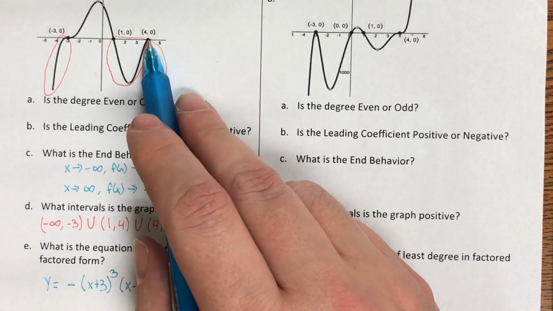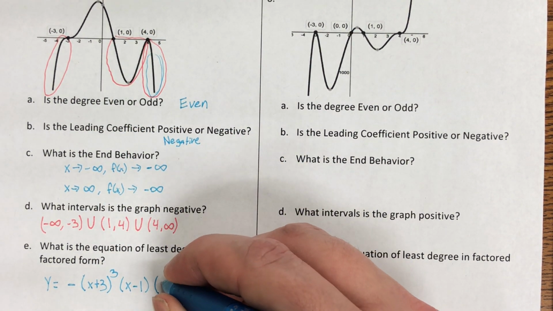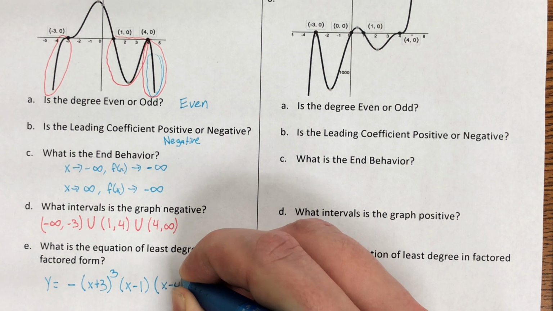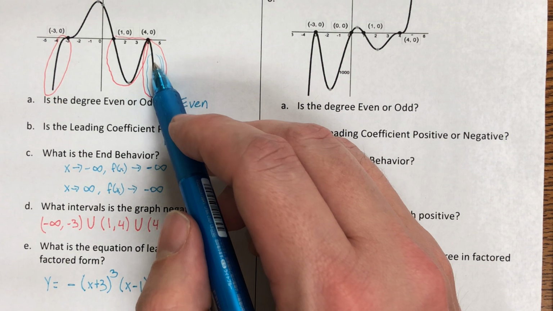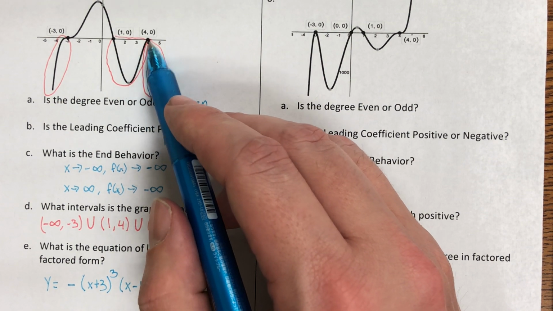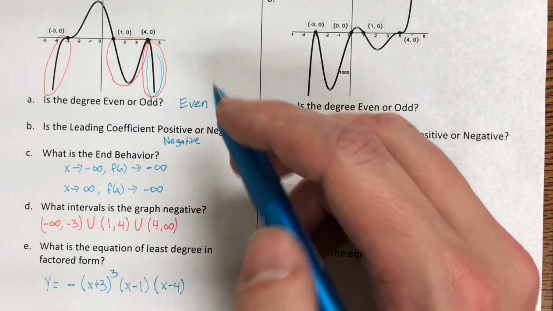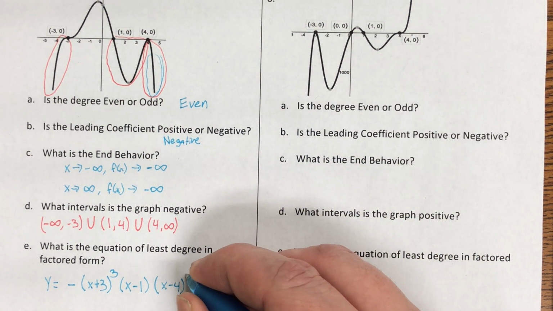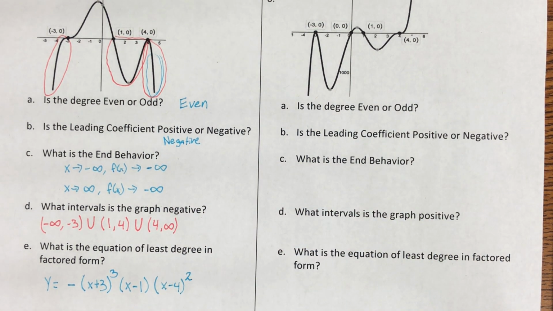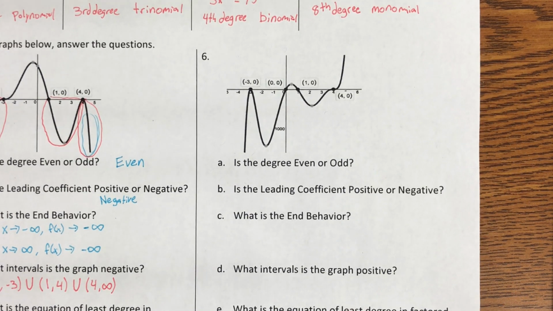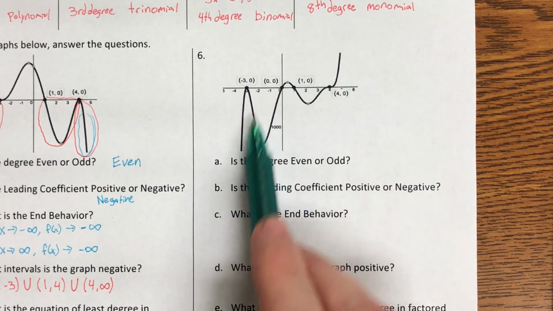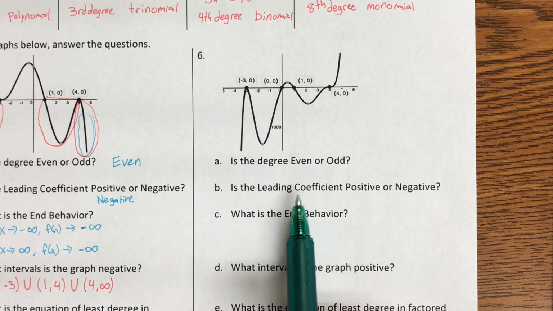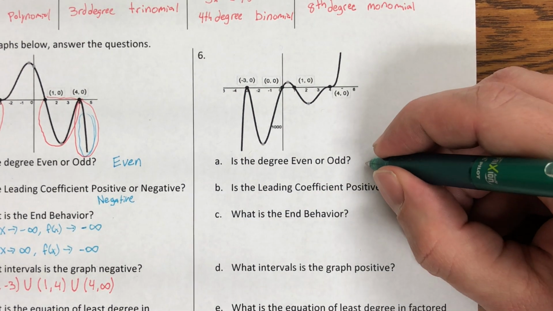The next 0 I have is at 4, meaning that factor is x minus 4. When it hits that point and bounces back in the same direction, that behavior is being tangent, that means I have an exponent or a multiplicity of 2. So looking at number 6, because these go in opposite directions, my ends here, that tells me that my degree is going to be odd.